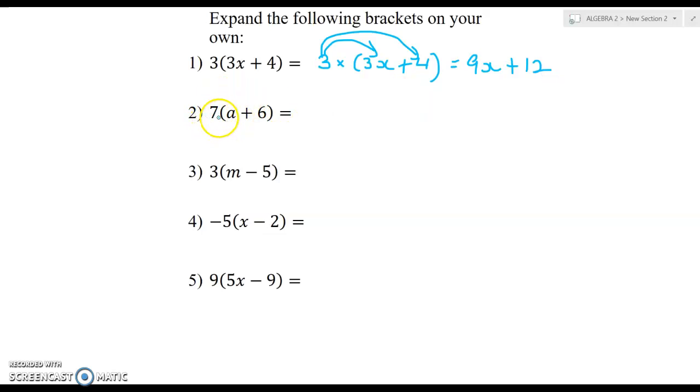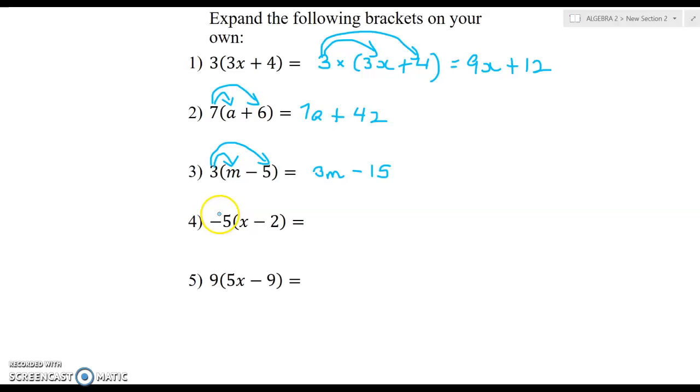For number 2, I'm not going to put the invisible multiplication sign there, because by now we should know that when there's a number in front of a bracket, there's an invisible multiplication sign in between. So 7 by a is 7a, and then 7 multiplied by positive 6 will give me positive 42. Good. Now number 3. 3 by m is 3m. And then 3 multiplied by negative 5 will give me negative 15.